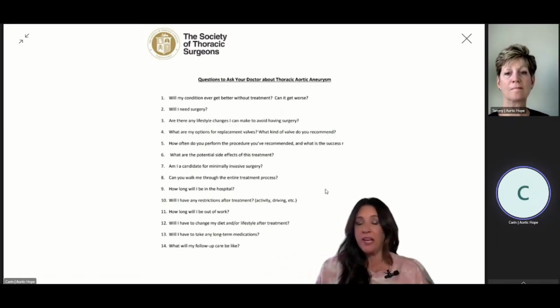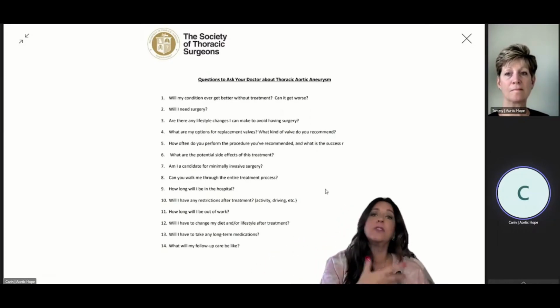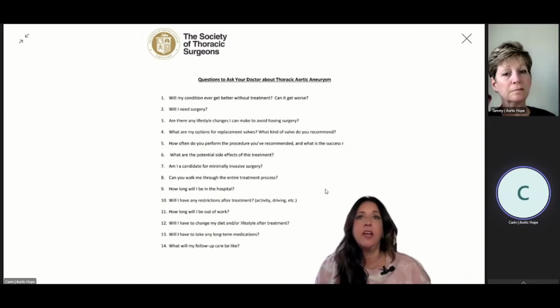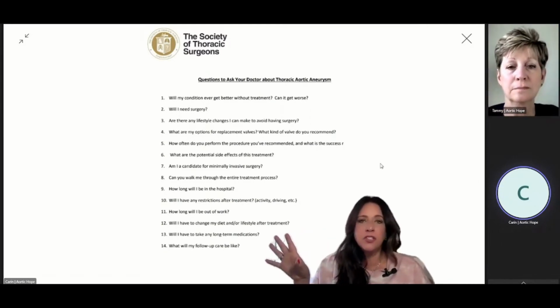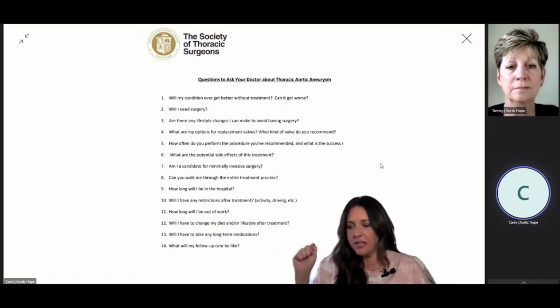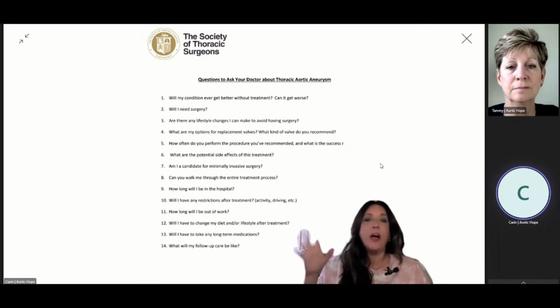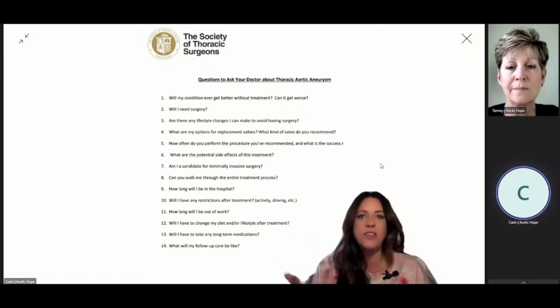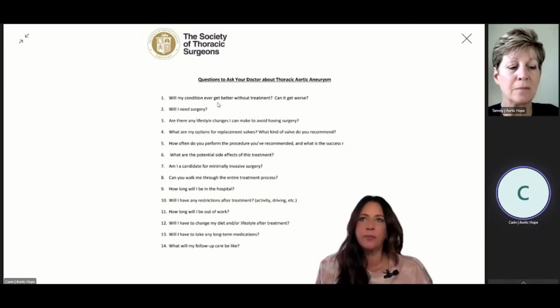Do I have to change my diet or my lifestyle? Do I have to take long-term medications? We know that with mechanical valves, you're on blood thinners for the rest of your life. But sometimes you might have to be too with a tissue. There are certain circumstances. And what's follow-up look like? Again, the Society of Thoracic Surgeons, STS, is a really valuable website for resources and patient information. It's easy to read. They have wonderful videos. The doctors are giving these videos, and it's just good information.